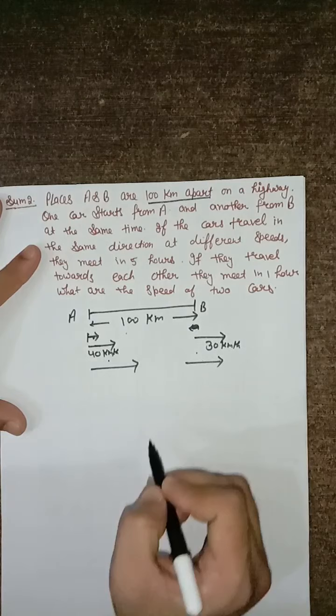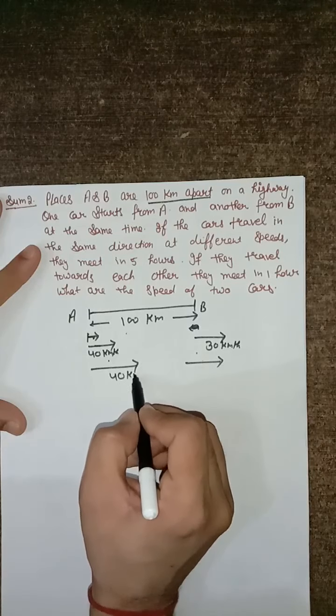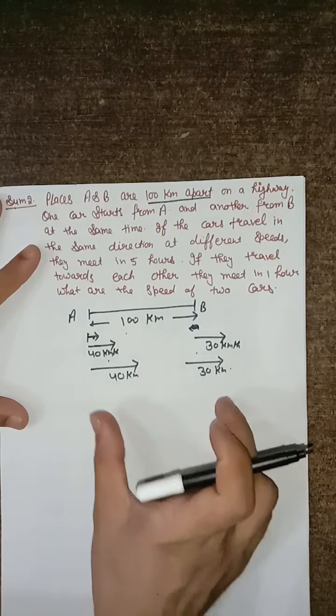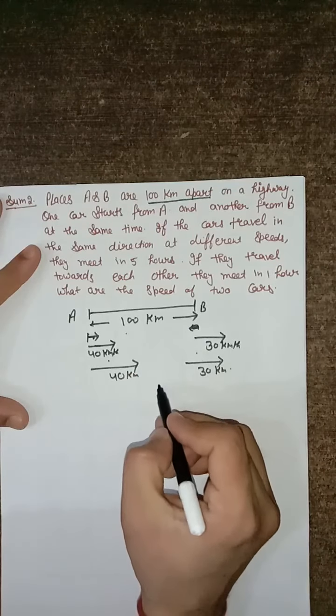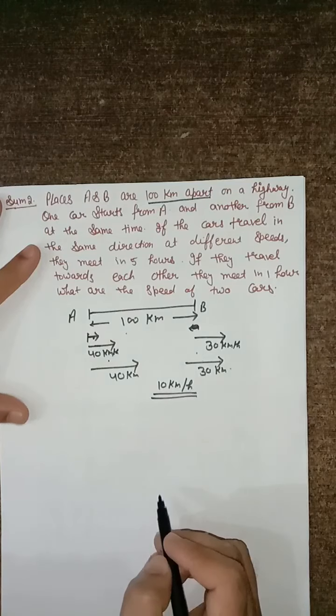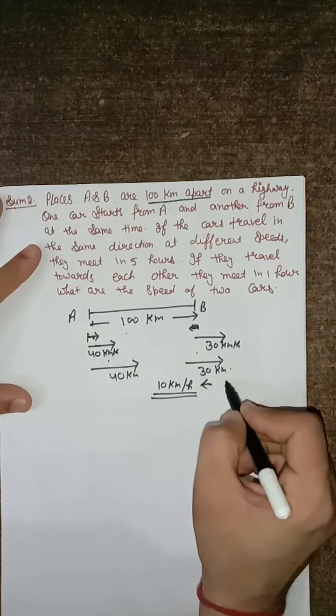This will move 40 km in 1 hour and this will move 30 km in 1 hour. The difference will be only 10 km in 1 hour. Hence the speed becomes 10 km per hour, and this is called relative speed.